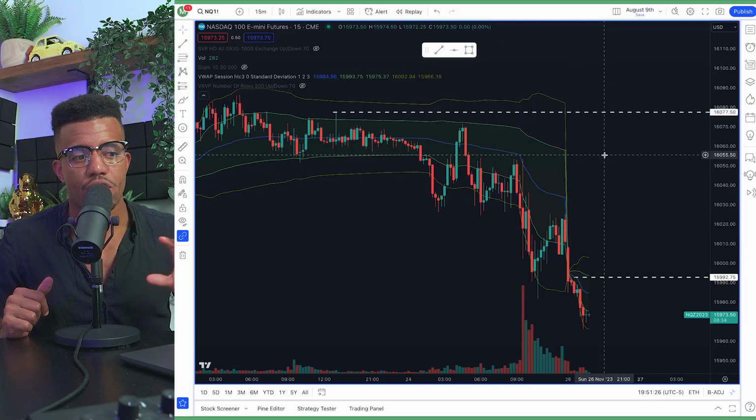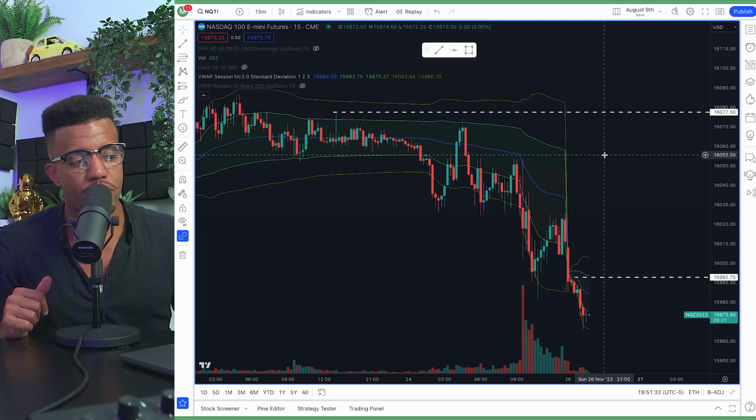This is a tool. These are pieces of a puzzle that you have to apply in real time all the time. So that's a way that you can use VWAP.